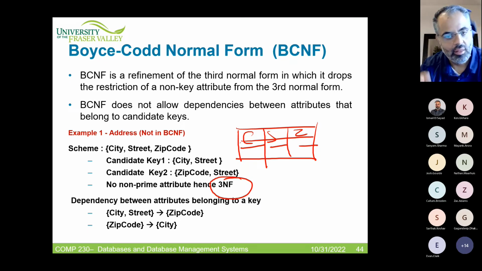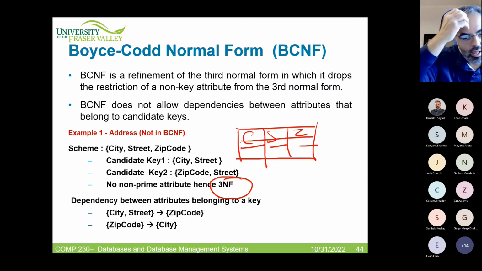You said that about the third normalization, in which it drops the restriction of non-key attributes from the third normalization form. Yeah, here we are talking more about... you are asking about the third normalization or BCNF, just to understand more about your question. I'm just talking about BCNF because I'm just looking at the first thing on the slides here.